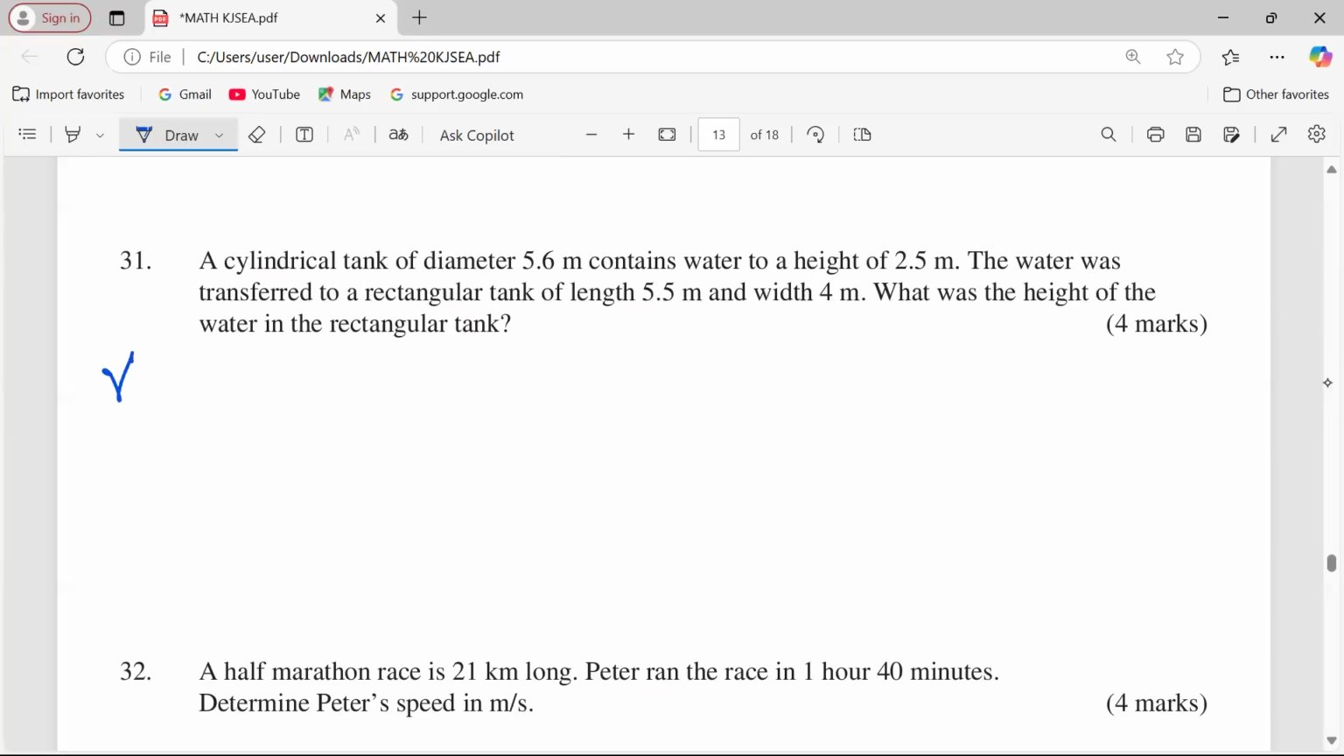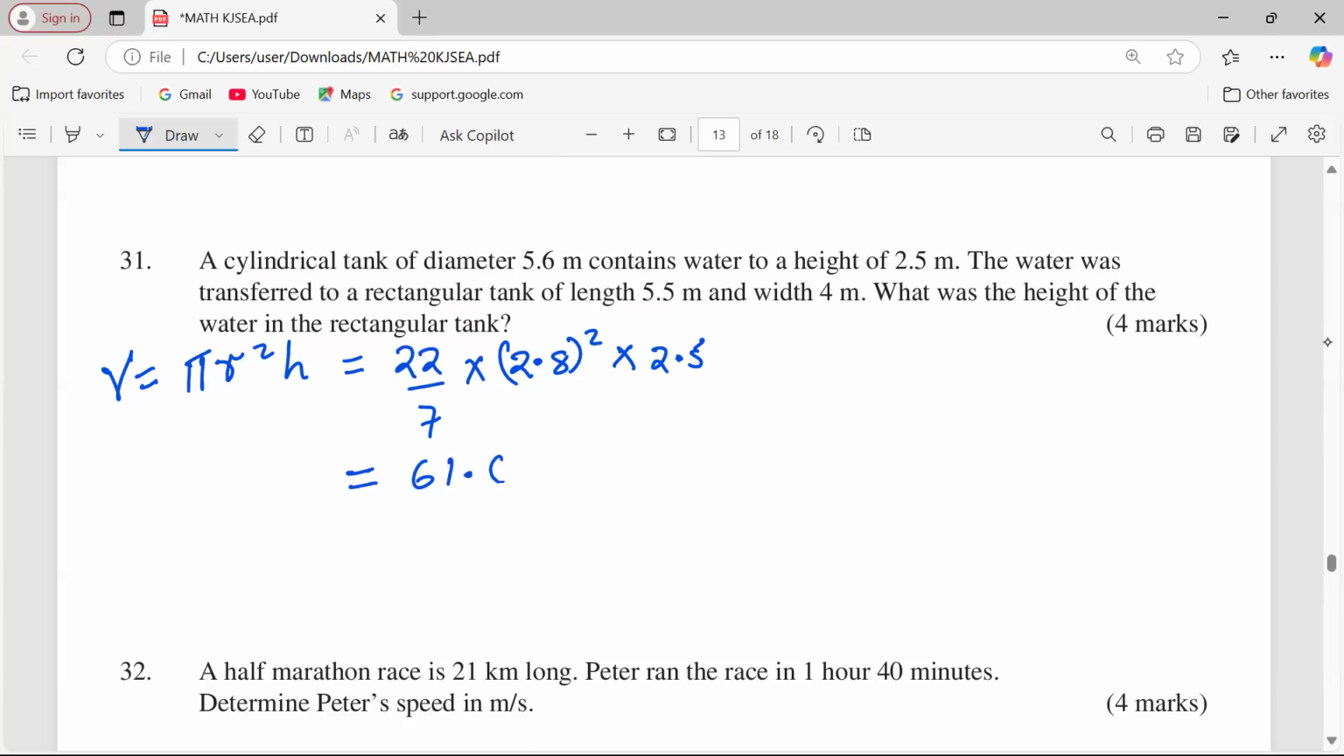So volume of a cylinder is usually given by the cross-section area, which is circular, pi r squared, multiplied by height. So we need pi, r, which is 2.8 squared, times the height of 2.5. So this volume of water is equivalent to 22 over 7 multiplied by 2.8 squared multiplied by 2.5. This gives us exactly 61.6 meters cubed, being volume. So this is now the volume of the water.